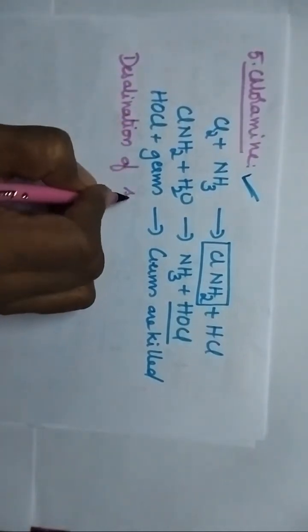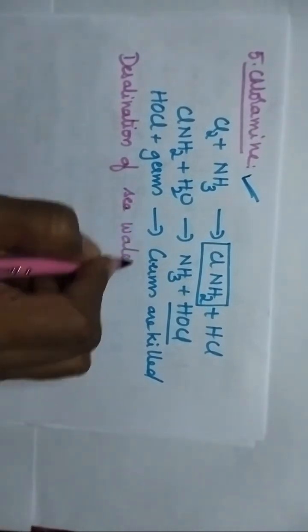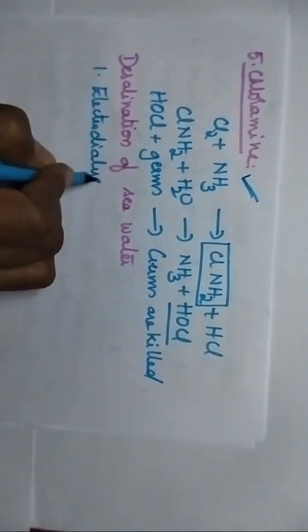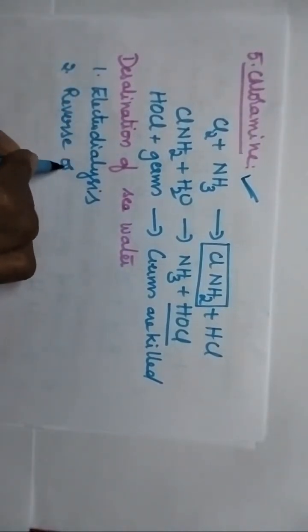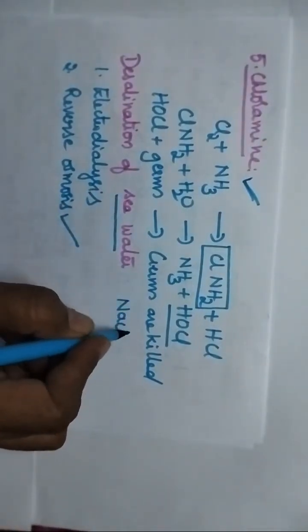Next, coming to the desalination of seawater. Here two methods are available. One is electrodialysis and the other one is reverse osmosis. And reverse osmosis is the best method for the desalination of seawater. Desalination means removal of common salt from the water. That is all about the brief idea of water technology.